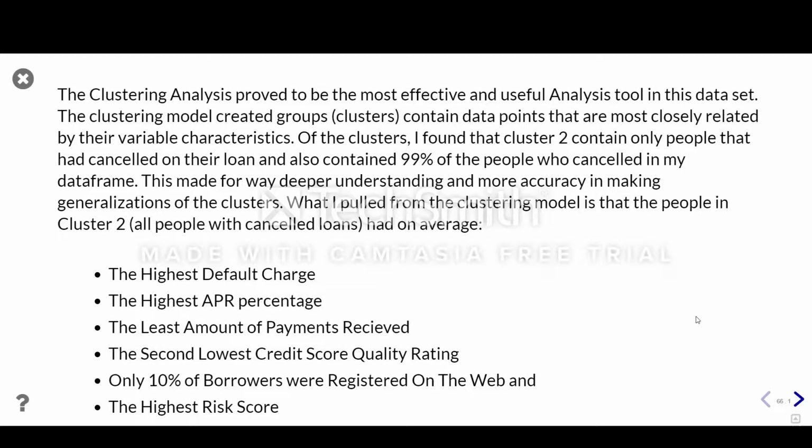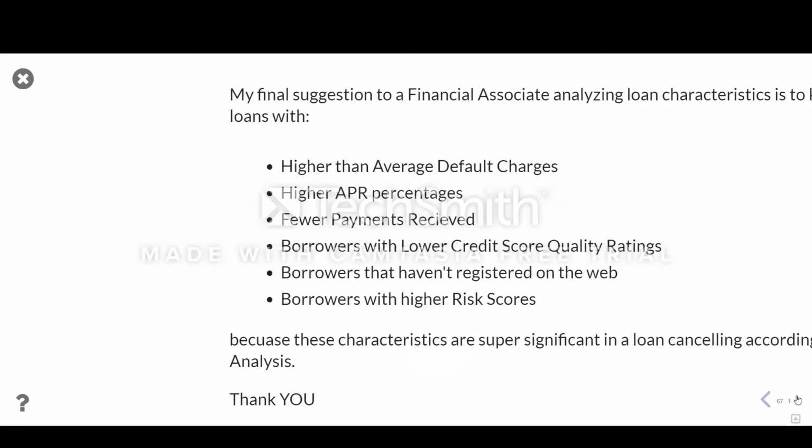And then the last one, clustering analysis. What I pulled from the clustering model is that people in cluster 2, which were all people that canceled on loans, had the highest default charge, the highest APR percentage, the least amount of payments received, and the second lowest credit score quality rating. Only 10% of those people in that cluster were registered on the web, which is really low, and the highest risk scores were in that cluster as well.